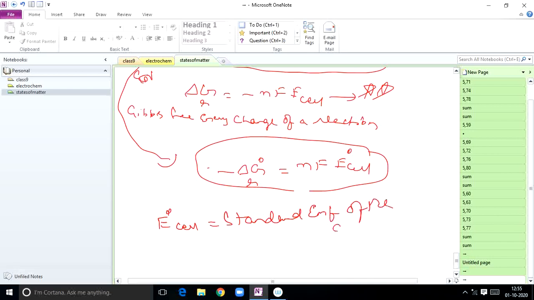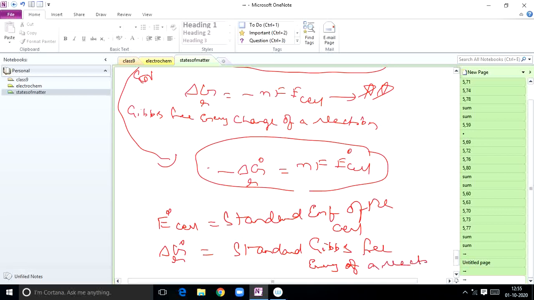Standard EMF is different from the normal EMF of the cell, and delta G naught R represents the standard Gibbs free energy change of a reaction. That is a key point. So these formulas, in this manner we got it.